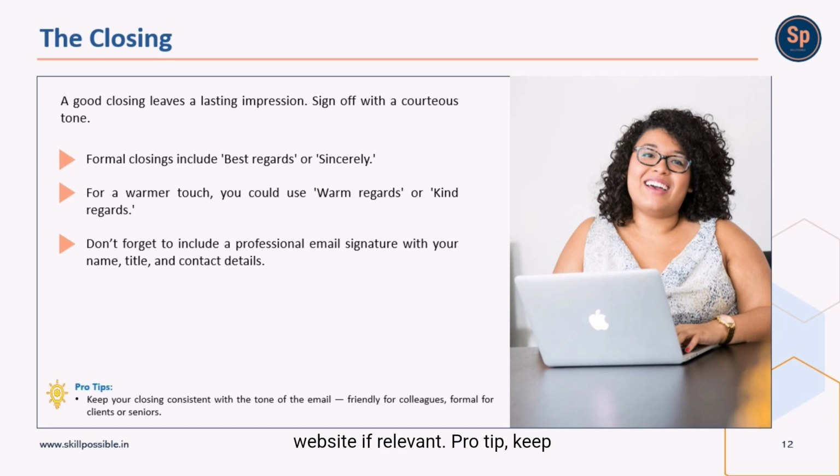Pro tip: keep your closing consistent with the tone of your email. If your message was formal, keep the closing formal too. If it was more casual, like when emailing a colleague, you can be a bit friendlier. To sum it up, a respectful sign-off and a complete signature show attention to detail and professionalism. They help you end the email on the right note. Coming up next, we'll look at a complete example of a well-written email to see how all these elements fit together.